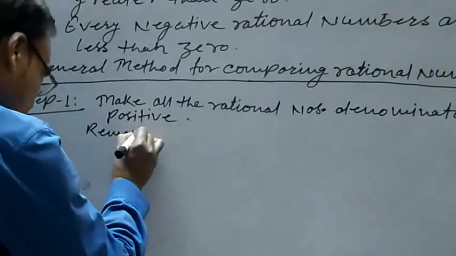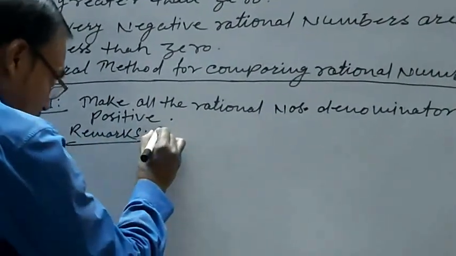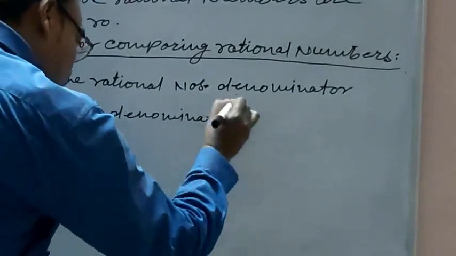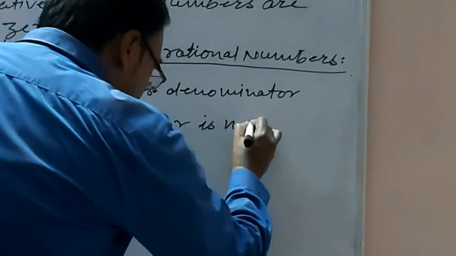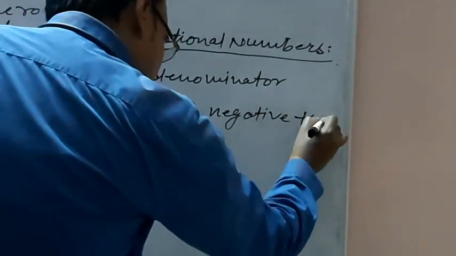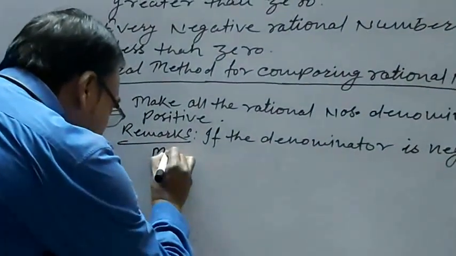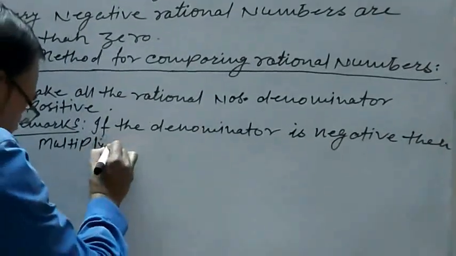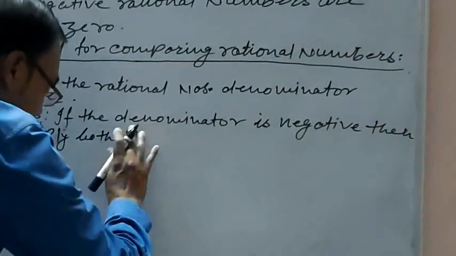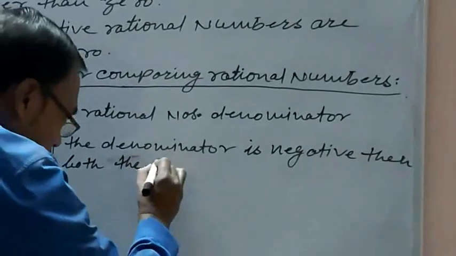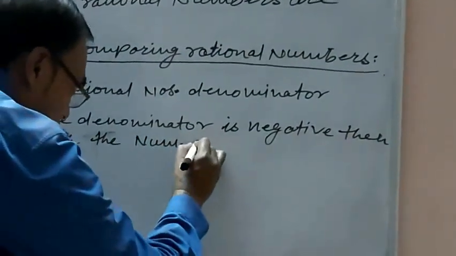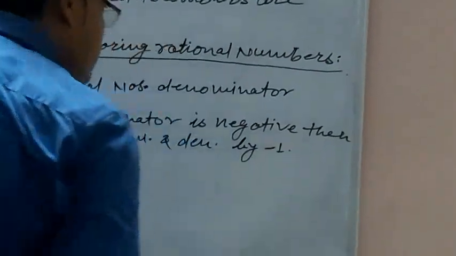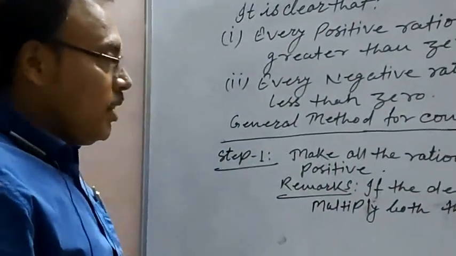Remarks: if the denominator is negative, then multiply both the numerator and denominator by -1. Then we shall get the positive denominator.